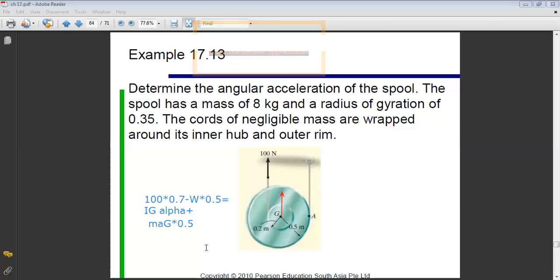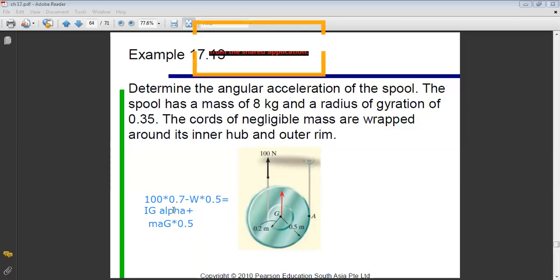Here, in this relation, we have two unknowns: alpha and AG. So we need another relation between alpha and AG. What is the relation between alpha and AG? Alpha is AG times R, which is 0.5. The gyration is needed to find IG. IG is equal to m times kG squared, so it's 8 times 0.35 squared.